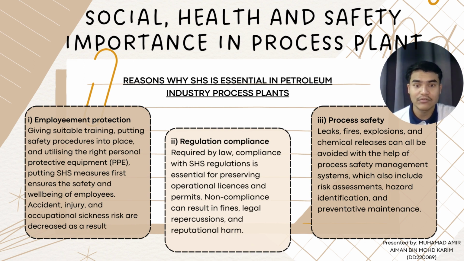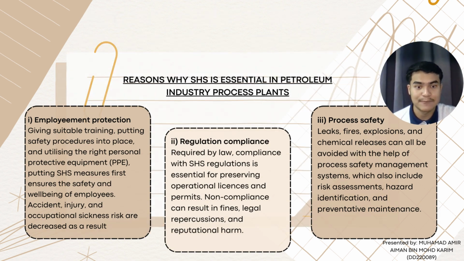The second one is regulation compliance. Required by law, compliance with SHS regulations is essential for preserving operational licenses and permits. Non-compliance can result in fines, legal repercussions and reputation harm. And the third one is process safety. Leaks, fire, explosion, and chemical release can all be avoided with the help of process safety systems.